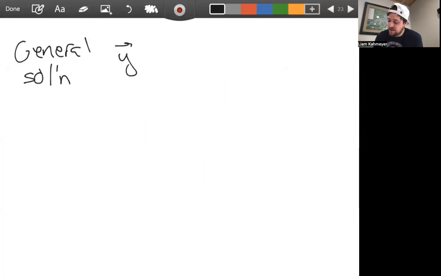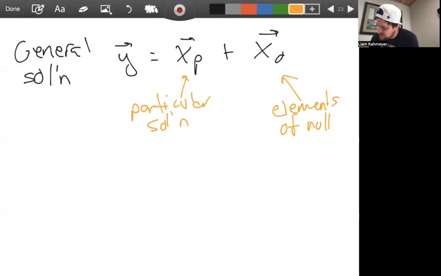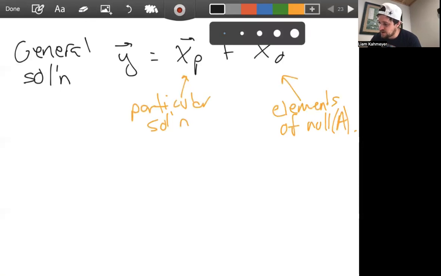is the family of vectors y such that it's a particular solution plus elements of the null space, x naught, right? This is the particular solution, and x naught, these are elements of the null space. Well, in the previous example, we computed all elements of the null space. So really, to find the general solution, we would just need to find a particular solution. But the example gave us one, right? It's too nice of an example.